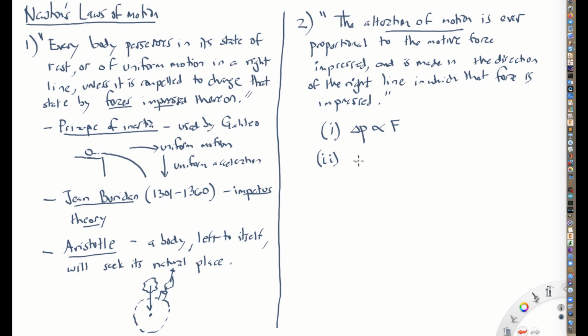So in other words, if you apply a force in this way, then the change in momentum is going to be in the exact same direction as the force. If you apply a force this way, then the change in momentum is in the same direction. So there's two pieces of information in Newton's second law. First of all, the size of the change of momentum, and secondly, the direction of the change of momentum.